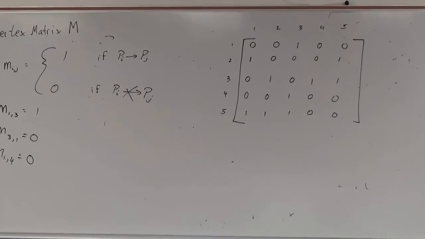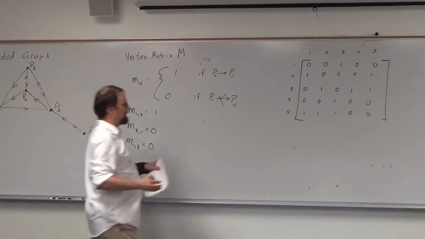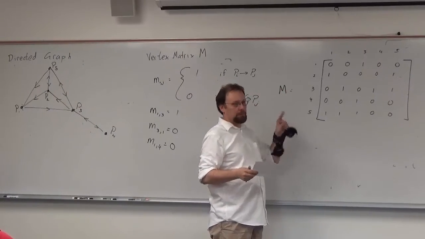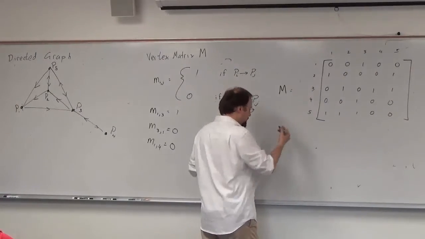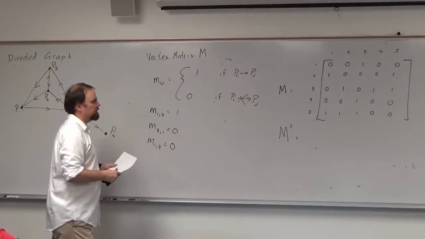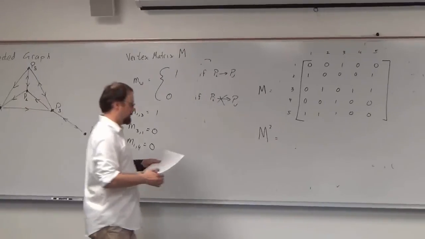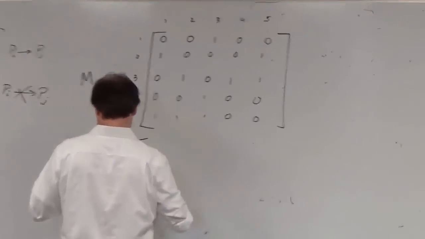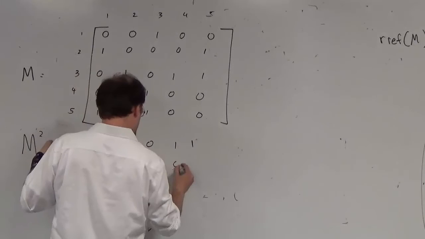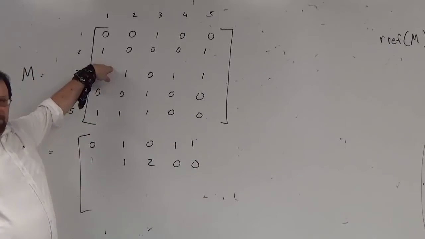So 5 vertices, you get a 5 by 5 vertex matrix. Now, what does this matrix M tell me? Well, it says, can I go from one vertex to another in one step? Okay. And if you square this matrix, take the matrix times itself, I used a calculator for obvious reasons. And by the way, if you're given a vertex matrix, you should be able to draw a graph as well, right?